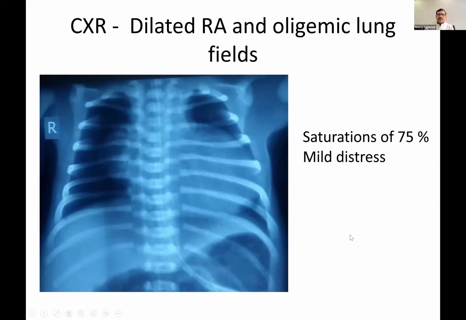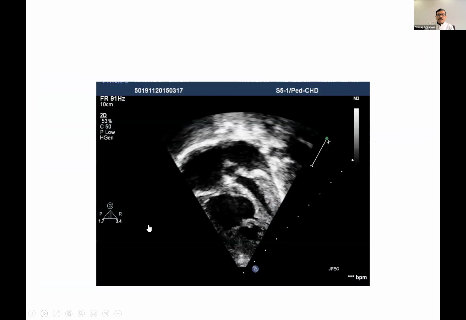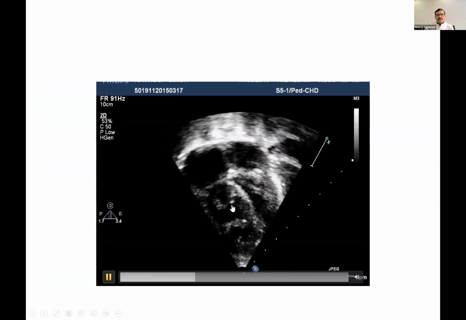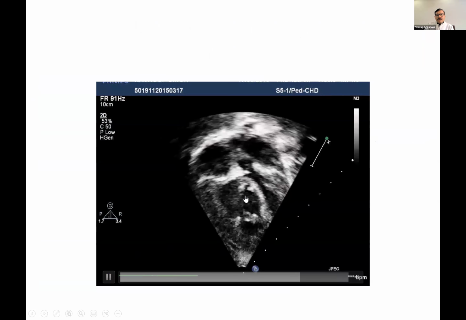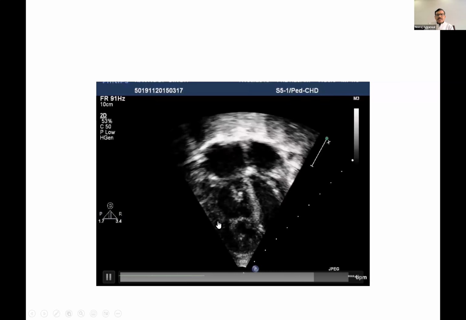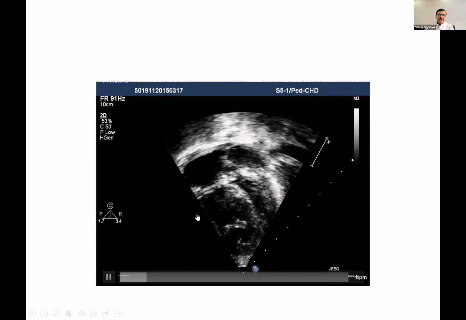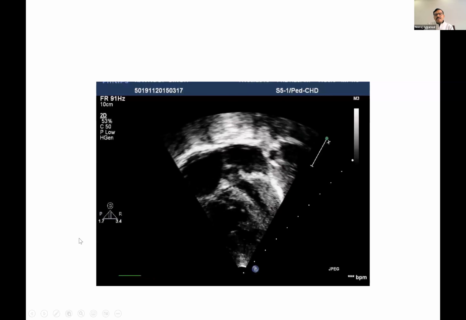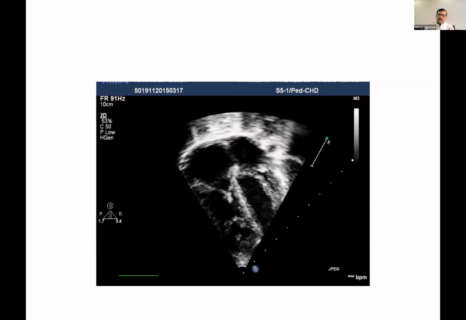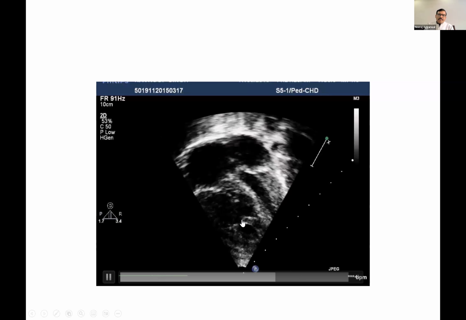Now this fetus was born to us with dilated right heart chambers and oligemic lung fields. At birth, saturation was 75% with mild distress. This is the echo after birth. You can see the RV dysfunction is severe, with the IVS bulging to the LA. The dysfunction was not that much at 24 weeks, but during the course of pregnancy, the RV function has gone down.